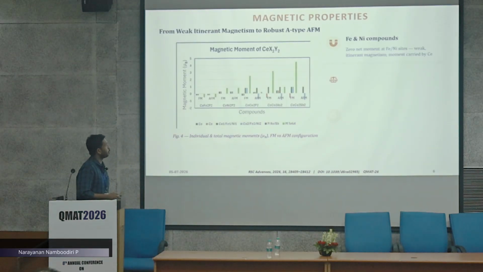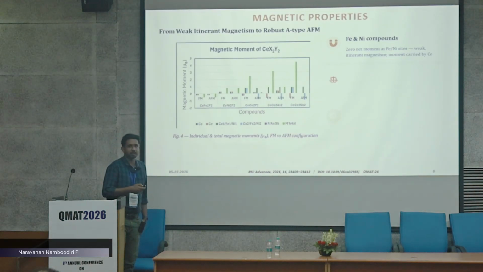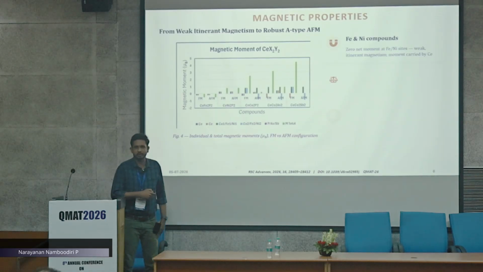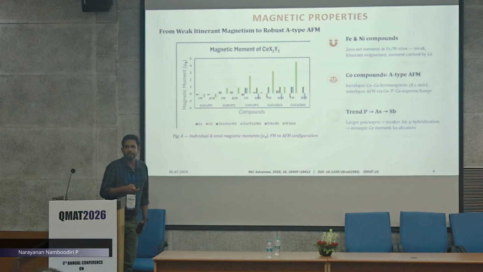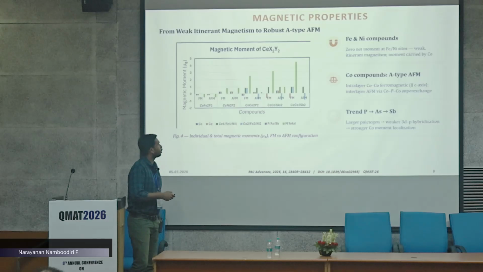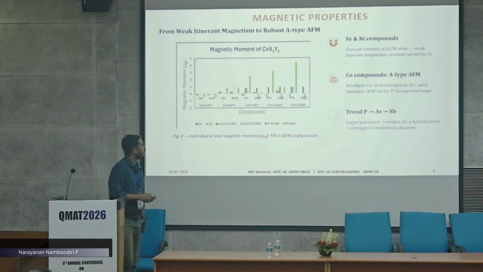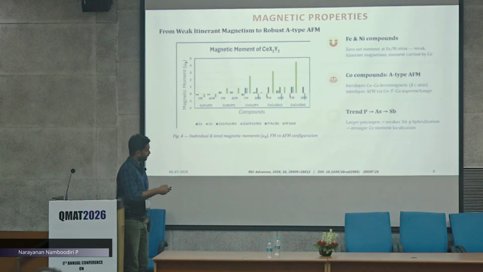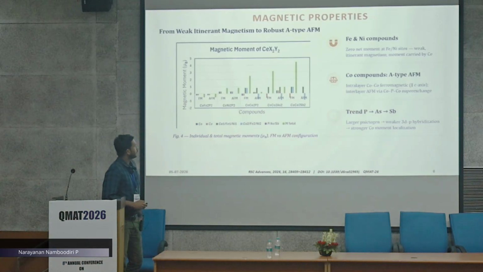Now coming to the magnetic properties, the iron and nickel transition metals show very weak magnetism, and the magnetic moment at the iron and nickel sites was found to be 0. The cobalt atoms show A-type AFM ordering, with the cobalt atoms in the plane coupled ferromagnetically, whereas the cobalt atoms sitting at the alternate planes are coupled antiferromagnetically. As the pnictogen size increases, it weakens the 3d-p hybridization, and it results in more moment at the Co site.